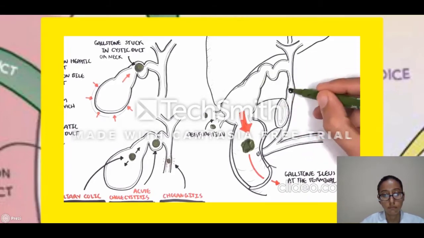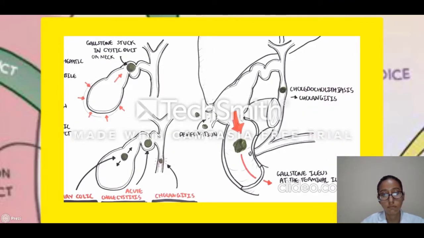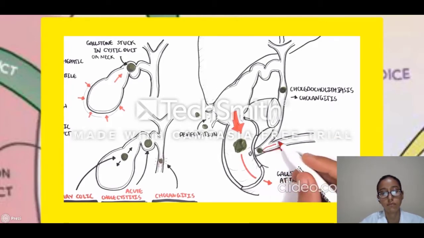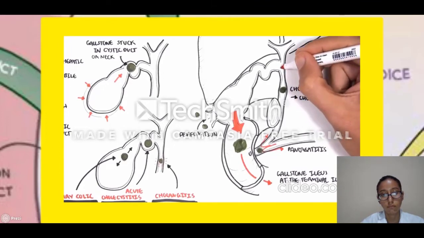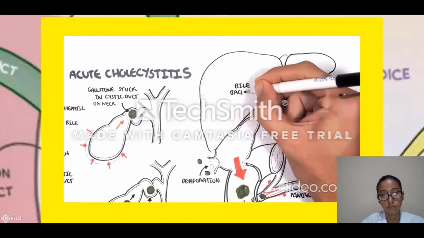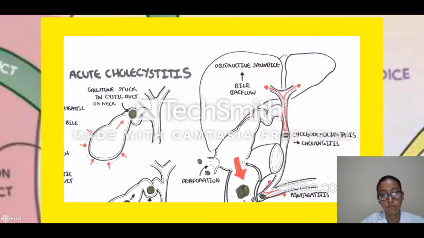Gallstones can trigger cholangitis from cholelithiasis when it obstructs the common bile duct. Gallstones can cause pancreatitis if it obstructs the passage of contents from the pancreas into the duodenum. Finally, obstruction at the common bile duct or above can cause backflow of bile to the liver. The bile backflow can lead to obstructive jaundice.